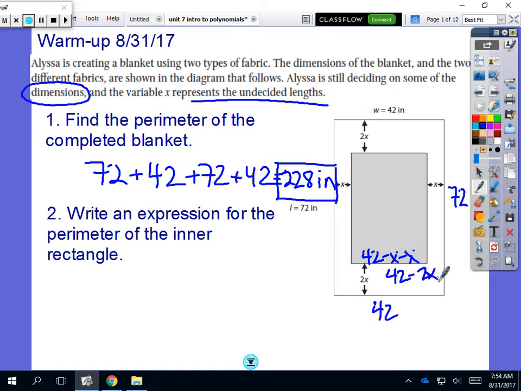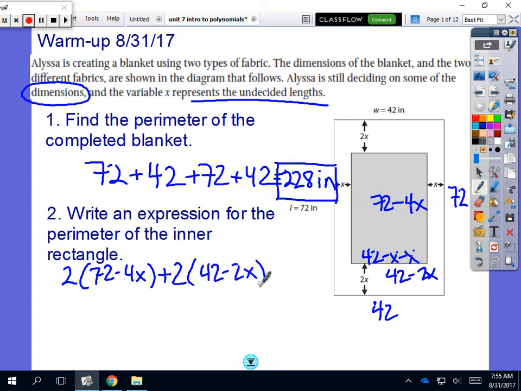And what about the longer side, the length? That was the width. The length would be 72 minus what? What am I taking away? I'm taking away a 2x here and a 2x here, so 72 minus 4x. So the perimeter of the inner rectangle is going to be 2 times the longer side plus 2 times the shorter side.